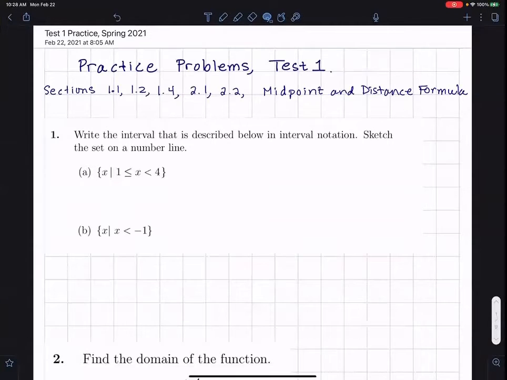Okay, we're doing a practice test for pre-calculus. And the first thing we have is write the interval that is described below in interval notation. So we're supposed to write this in interval notation, and then we can sketch this on a number line.